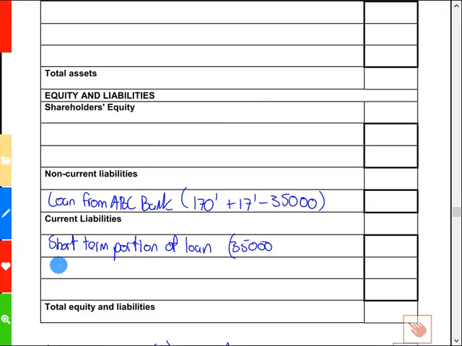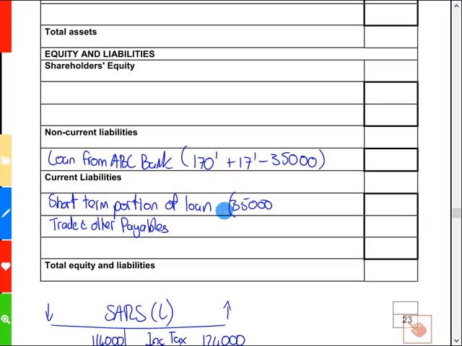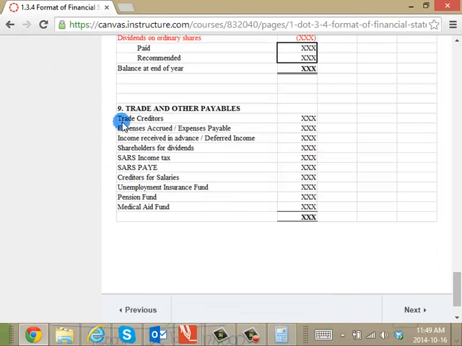Needs to go under liabilities, current liabilities, and it will form part of my trade and other payables. Again, important. That includes your SARS. Just remember here quickly your trade and other payables note.